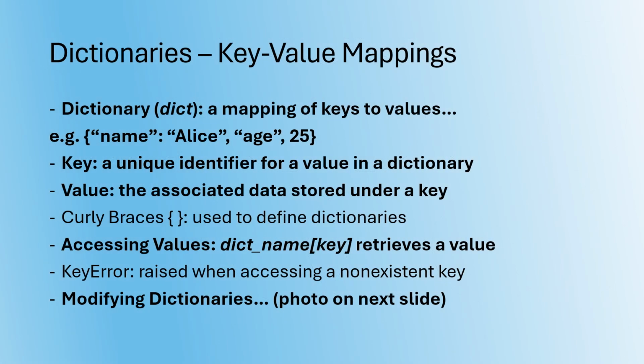Key value mappings. A dictionary, or dict, is a mapping of keys to values. For an example, in curly braces, name, which is a string, is assigned the value Alice, a string, and age, 25. A key is a unique identifier for a value in a dictionary. A value is the associated data stored under a key. Accessing values, given the function in that line, retrieves that value. Modifying dictionaries is also going to be given in a photo on the next slide.